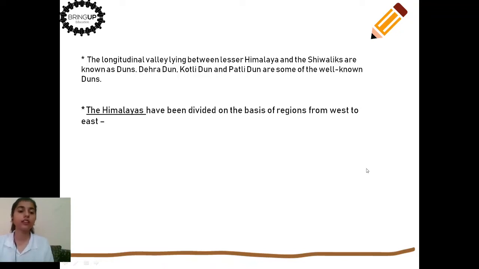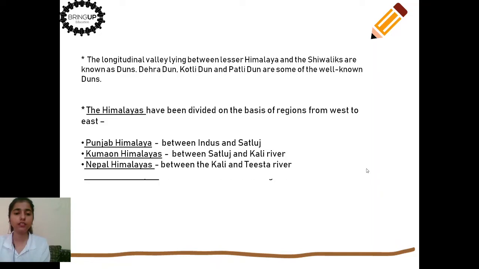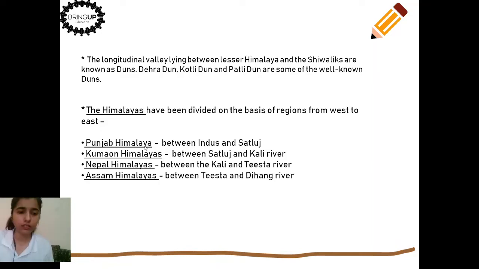You must have come across these names. Next one. The Himalayas have been divided on the basis of regions from west to east, and these regions have been separated by the rivers. So starting from the west, we have Punjab Himalaya, which is between the Indus and the Satluj River. Kumaon Himalaya, between Satluj and Kali River. Nepal Himalayas, between the Kali and the Teesta River. Assam Himalaya, between the Teesta and the Dihang River. So that's all about the Himalayan mountains.